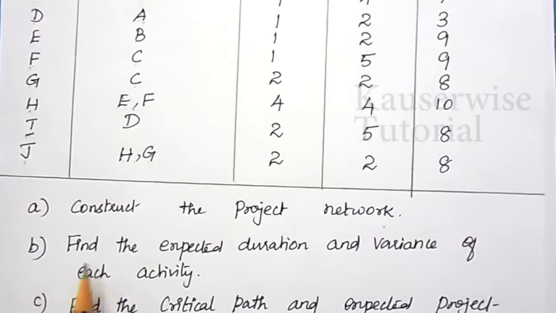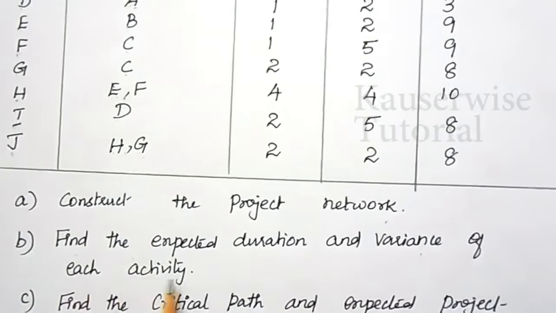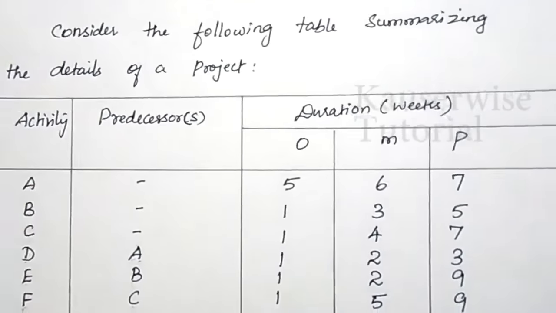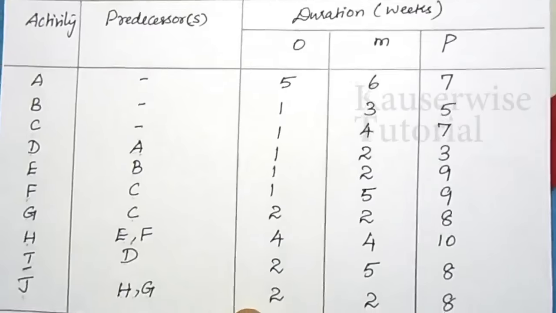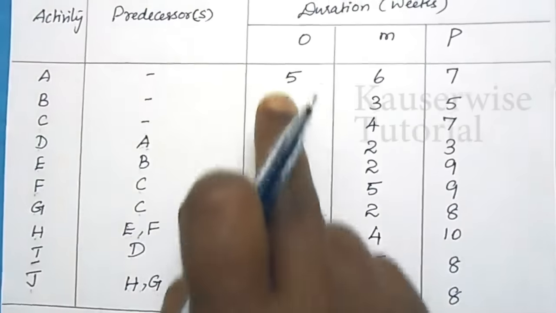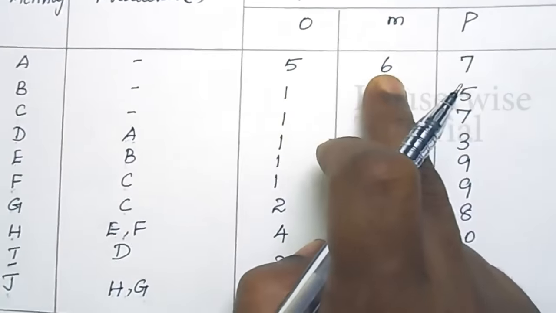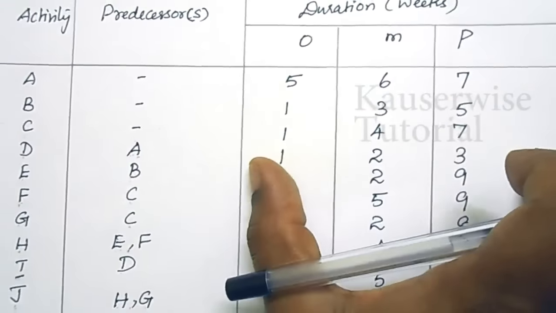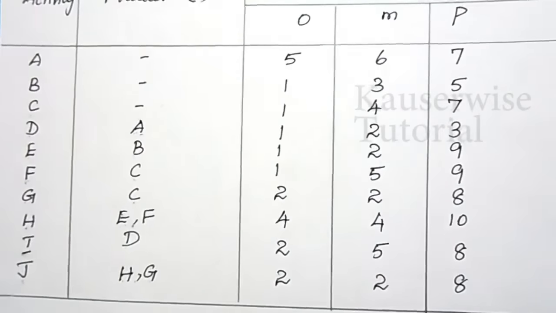The next one is to find the expected duration and variance of each activity. Okay, look at the problem. Here we have 10 activities. For each and every activity, 3 estimated times are given. The first one is optimistic time. The next one is most likely time. And the last one is pessimistic time. With this information, we need to find expected duration and variance.